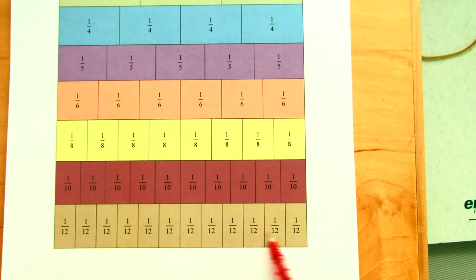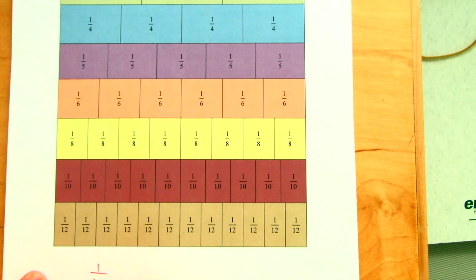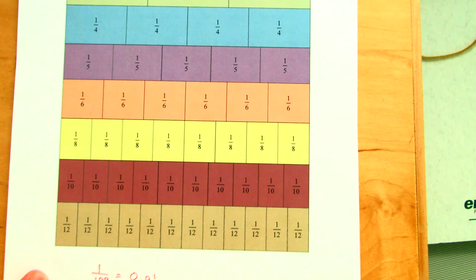So as the denominator gets bigger, the pieces get smaller because we're dividing the same thing into equal parts. So if I divide it up 12 times, then the pieces are really small. That's why a penny is 1/100th of a dollar. 1/100th of a dollar is a penny.